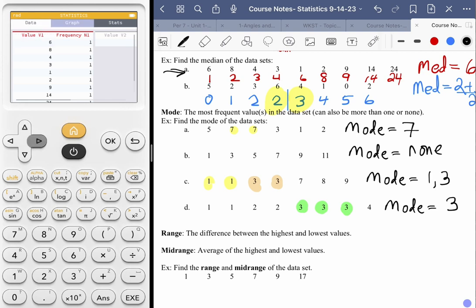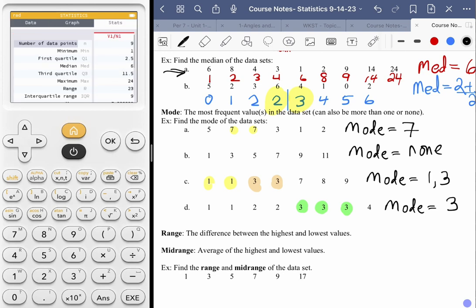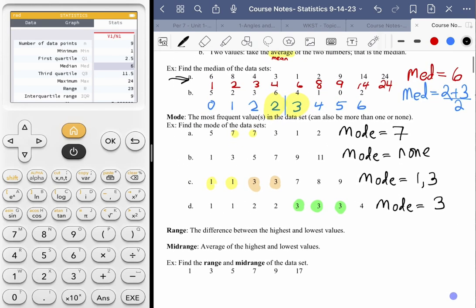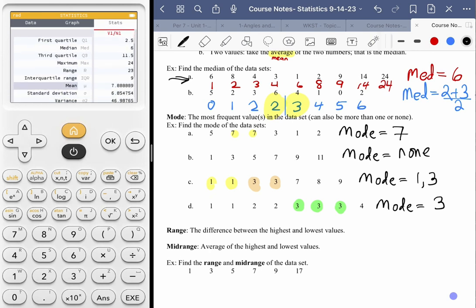So I'm going over to stats. I want the median. Fortunately, there's one right there that says median. Look at that. All right, and that's what we came up with for that question. Now, if I wanted to find something like the sample mean, I can get that too.